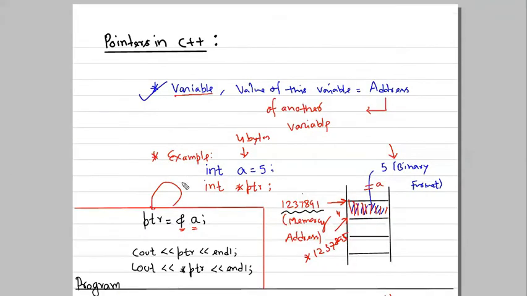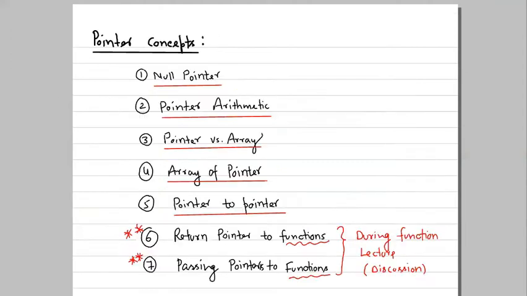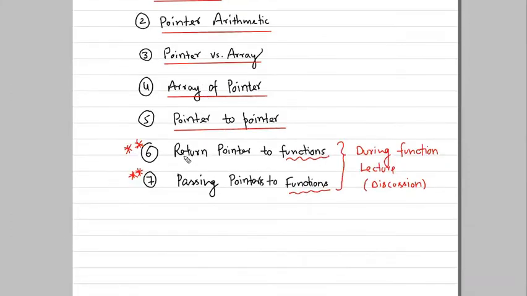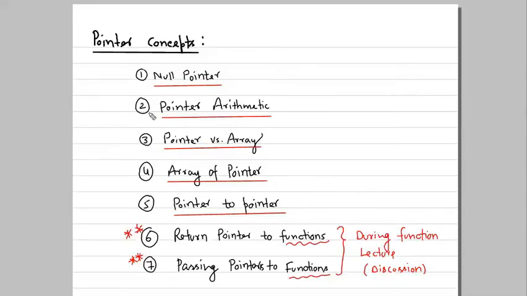Whenever we are working with pointers, we must also be aware of related concepts: null pointer, pointer arithmetic, pointers and arrays, array of pointers, and pointer to pointer. We will cover these topics in this lecture. Points 6 and 7, where we can pass a pointer to a function or return a pointer from a function, we will cover during the function lecture, probably the next lecture. So in today's lecture we will cover these topics.